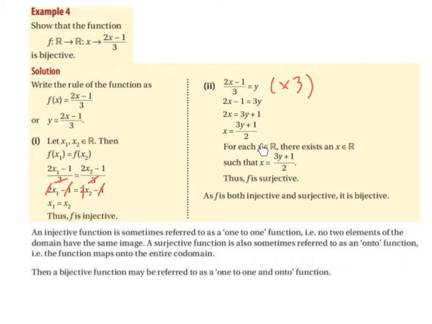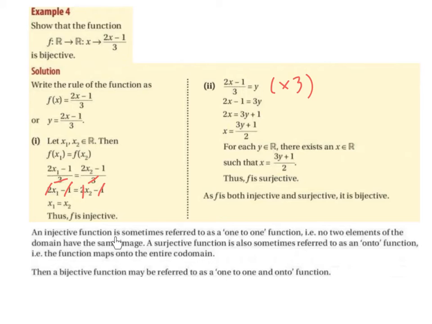So for each y an element of the real number set, there exists an x an element of the real number set, such that x is equal to (3y plus 1) over 2, thus f is surjective. So what that means is no matter what y value we would substitute into our formula, so long as it is a number of the real number set, then the x value that we would get out would also be an element of the real number set. So thus f is surjective. As f is both injective and surjective, it is bijective.